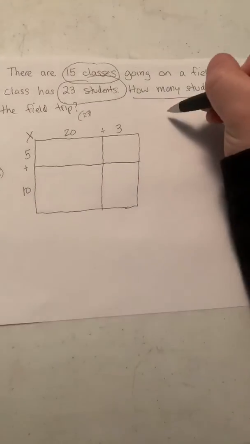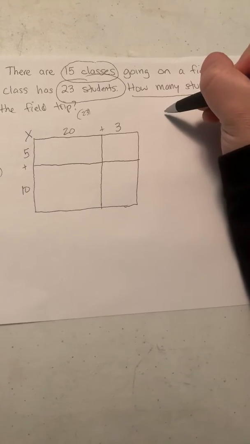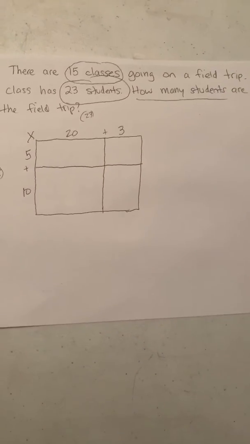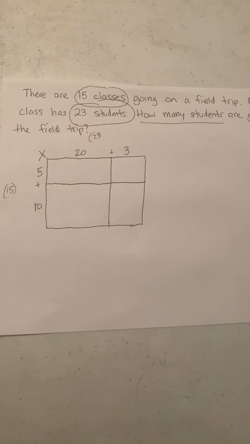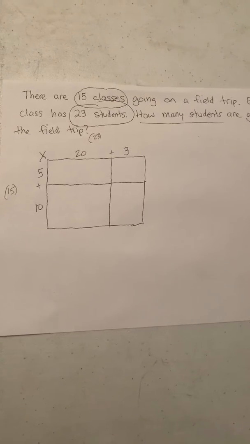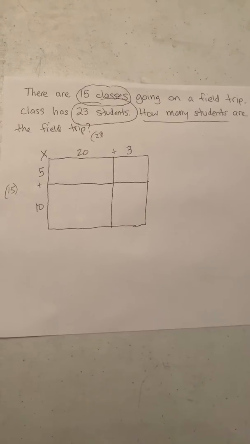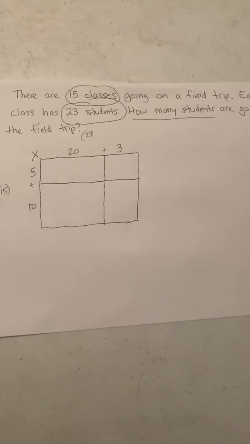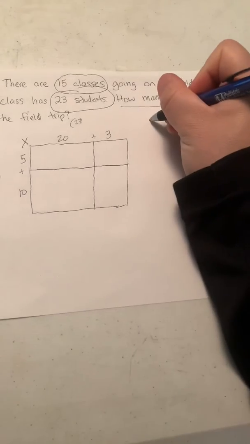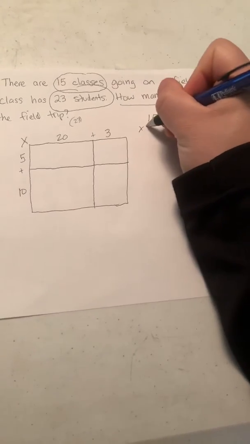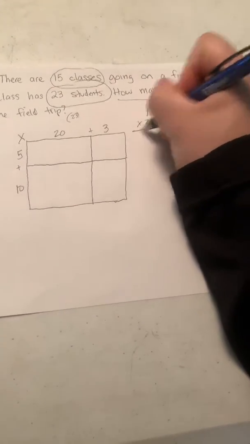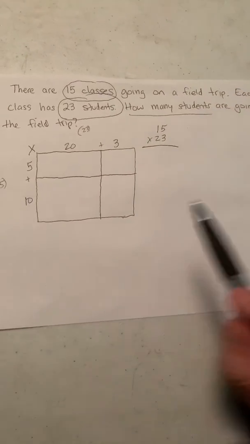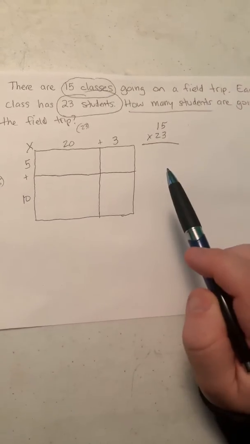Because eventually, knowing that I'm seeing how many students, that's either addition or multiplication. And this is definitely multiplication because I have 15 classes with 23 students in each. So to find the amount of students, I've got to multiply. So it's going to eventually be 15 times 23. All right, because I'm going to work my area model with my partial products.